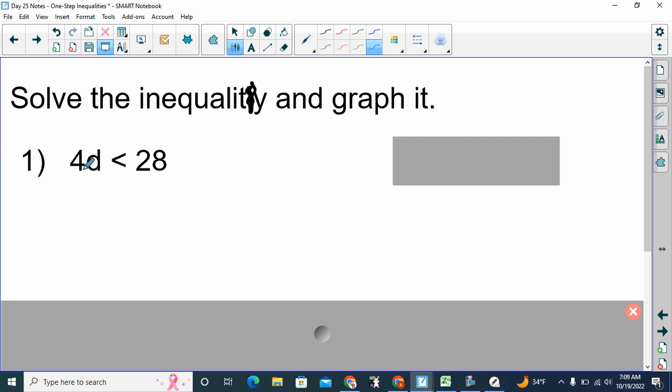Remember, a coefficient right next to a variable means that we are multiplying. We undo multiplication with division. We are going to divide by 4. If I do it on the left side of my inequality, I need to do it on the right side of my inequality as well. I get d, 28 divided by 4 is 7. I divided both sides of my inequality. Should I flip the inequality around? I only flip my inequality if I multiply or divide both sides by a negative number. I did not divide by a negative number. Therefore, I do not flip my inequality.